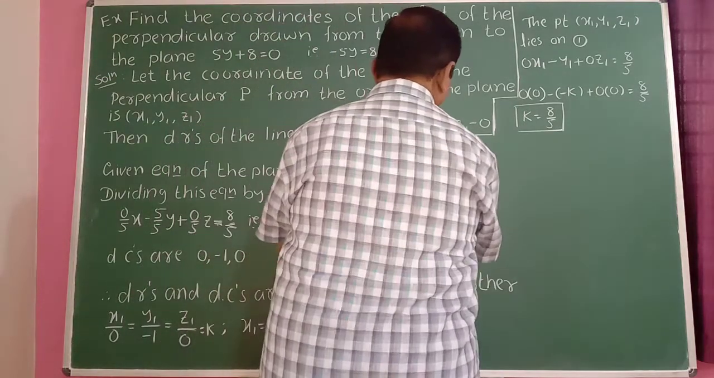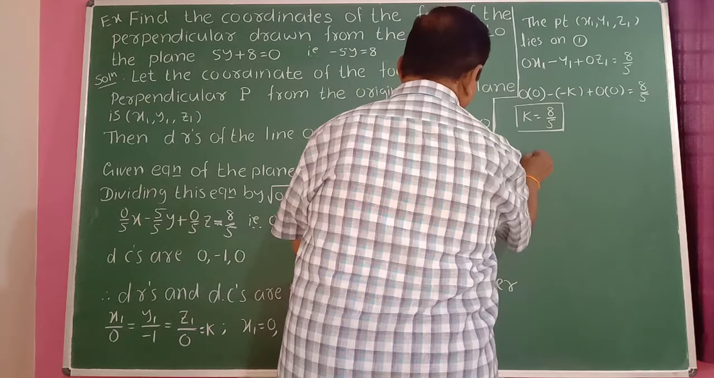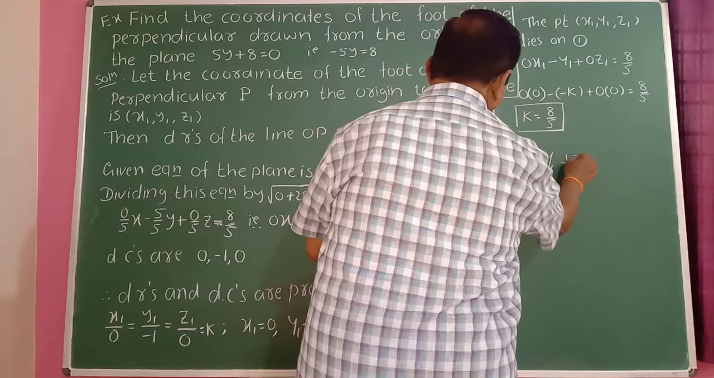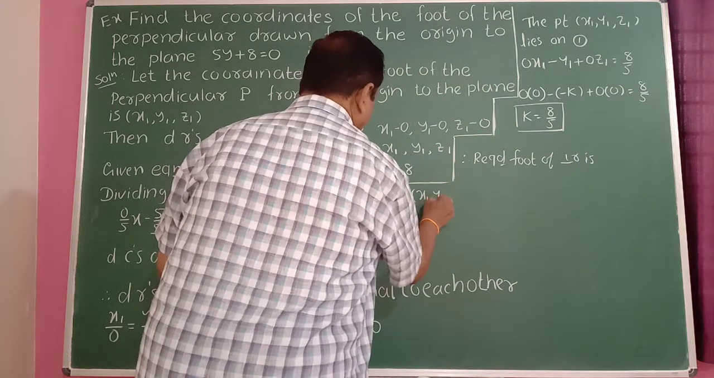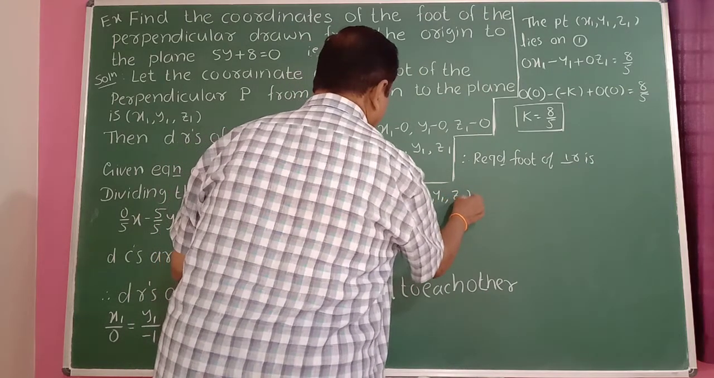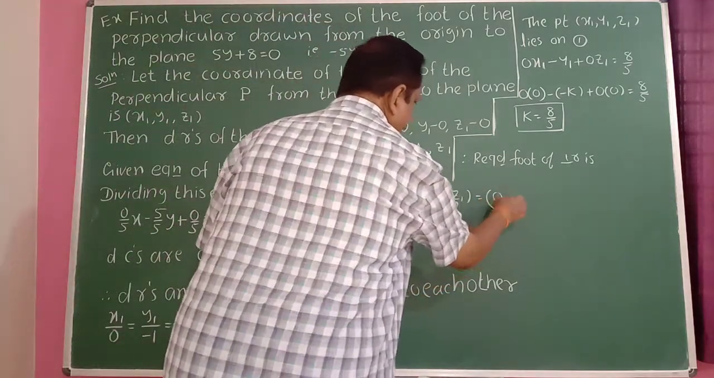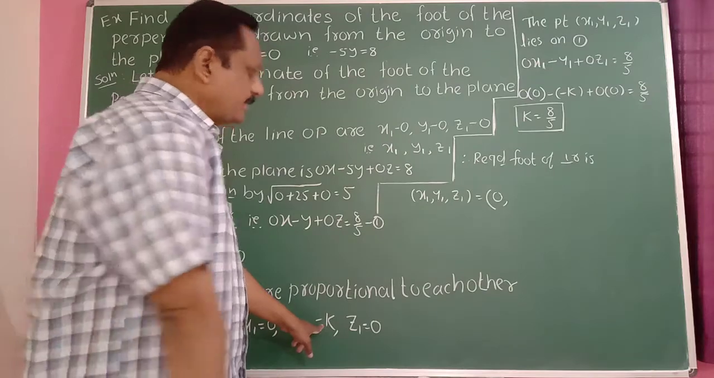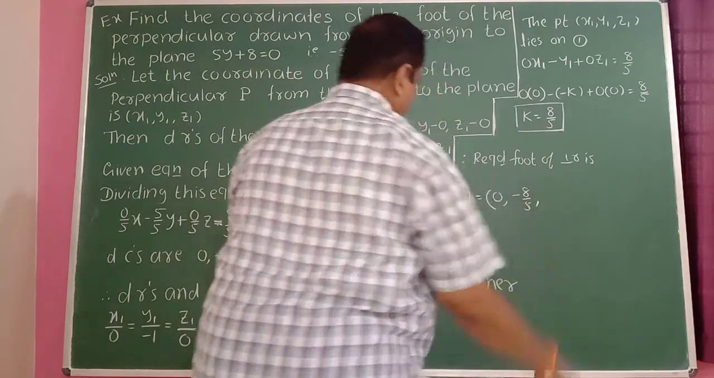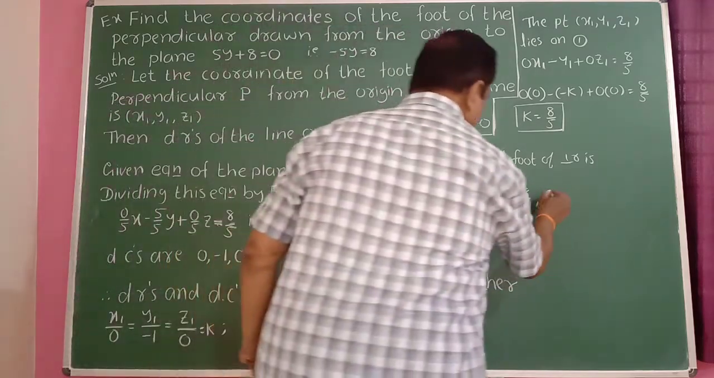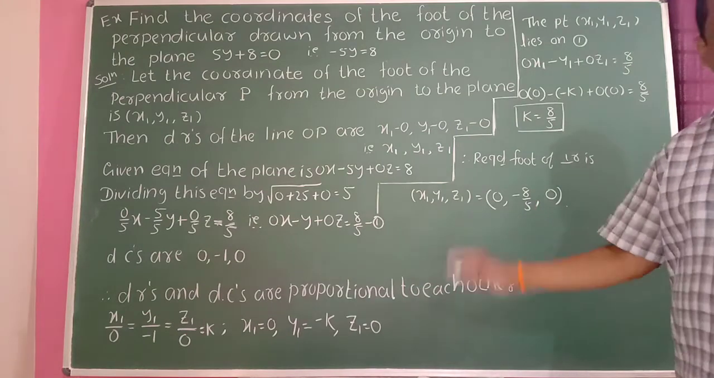Therefore, required foot of the perpendicular is x1, y1, z1 is equal to, x1 is 0, so that is 0. And y1 is minus k, but k value is 8 upon 5, minus of 8 divided by 5. And z1 is 0, so that is 0. So this is the required foot of the perpendicular.